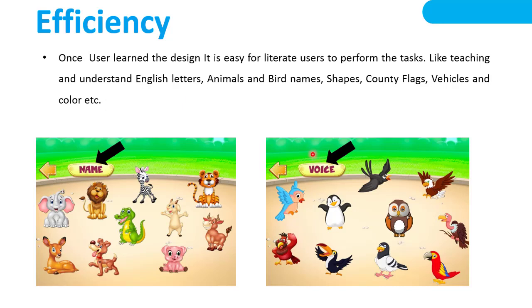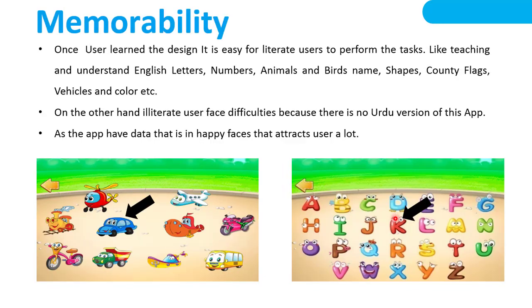When you click on the zebra, its voice will come. You will hear the voice of the zebra, like in lion, tiger, goat, cow, pig, crocodile, and so on. Like in birds, when you click on sparrow, eagle, parrot, pigeon, and so on, their voices will appear. So this is very efficient. Efficiency is very good in this application.